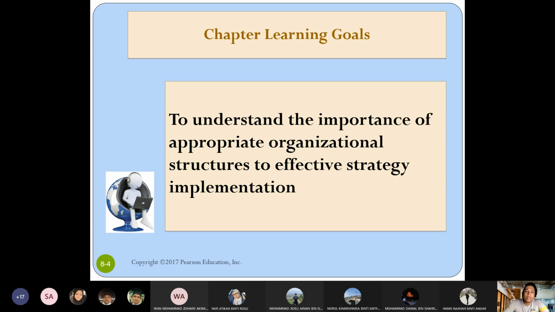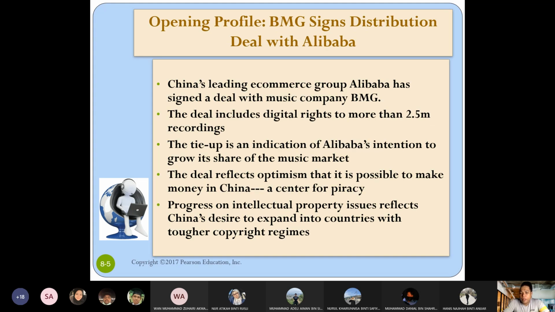We start with the first learning goal, to understand the importance of appropriate organizational structures to effective strategy implementation. Looking at this case, BMG is one of the companies in the music industry, for your information. BMG signs a distribution deal with Alibaba. And as you know, Alibaba is a famous e-commerce company from China.